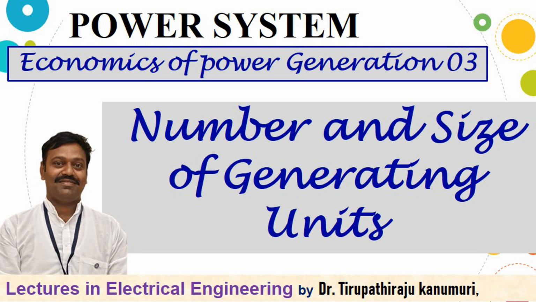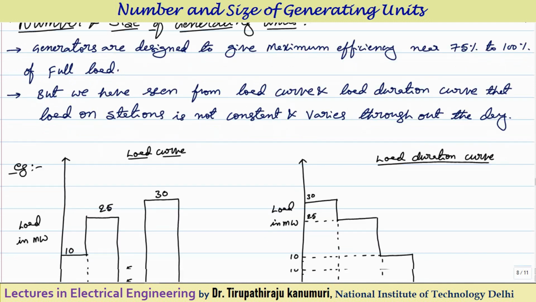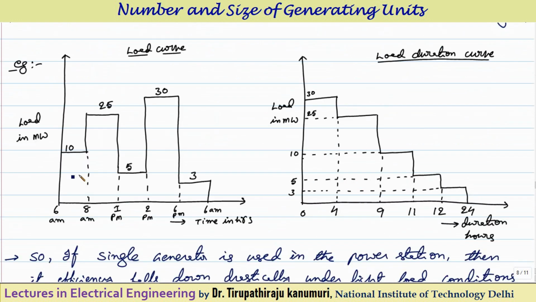Hi all, today we are going to discuss the number and size of the generating units. So we know that the generators are designed to give maximum efficiency near about 75% to 100% of the full load. But we have seen from the load curve and the load duration curve in the previous class, the load is continuously changing on the station.